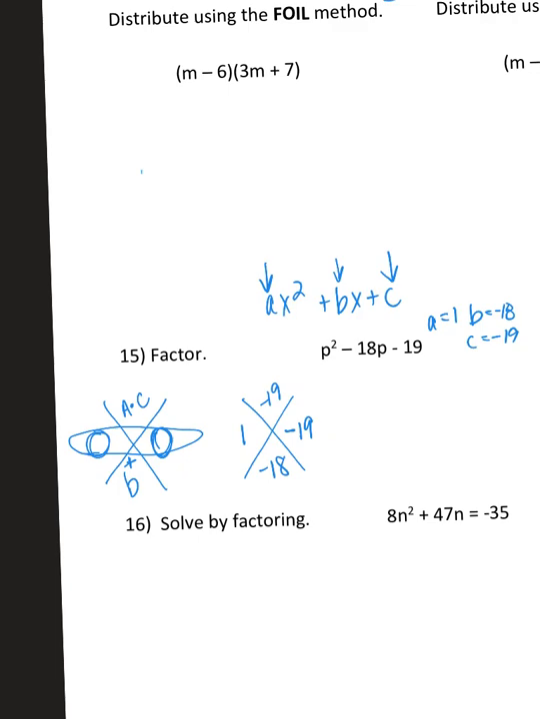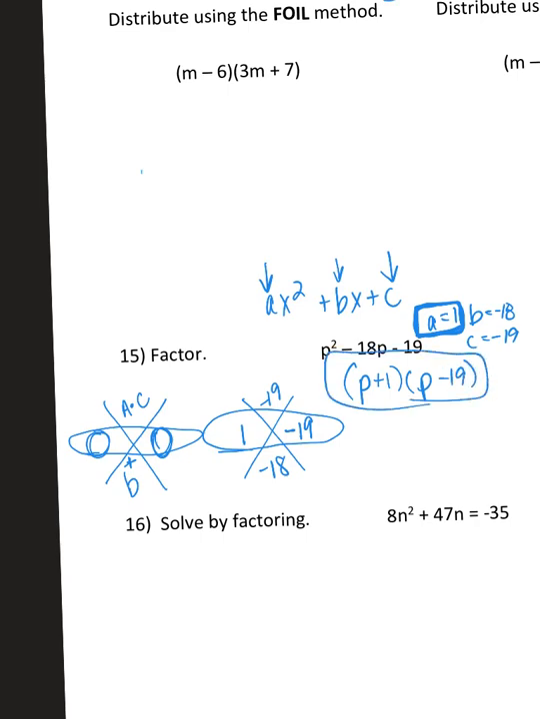Now, if you are really familiar with factoring and you feel really good about it, you might remember this. If a is equal to 1, you don't really have to do much more work. As long as you know that a is equal to 1, you can just use these two factors and go ahead and factor your problem. So we get p plus 1 times p minus 19. And that's it. It's factored.